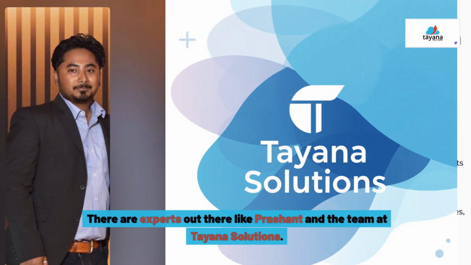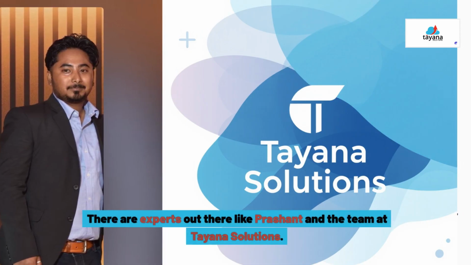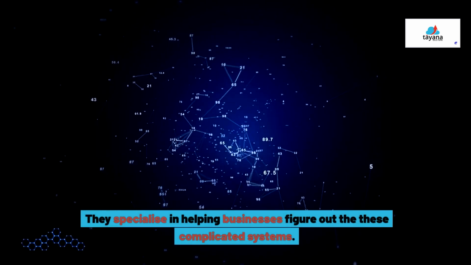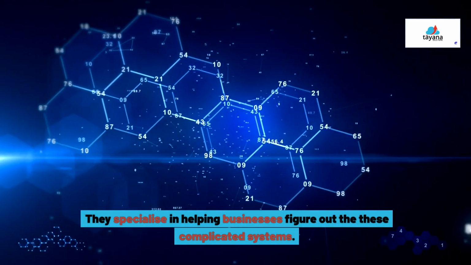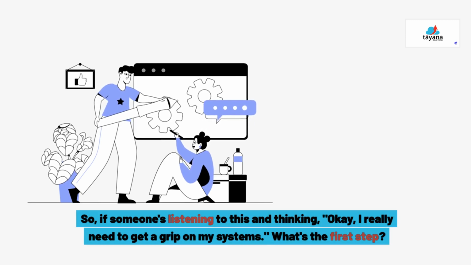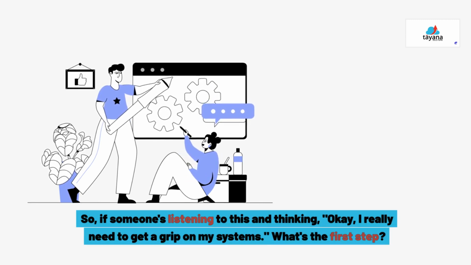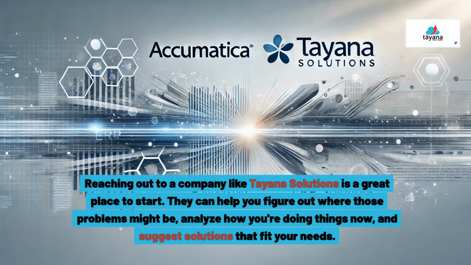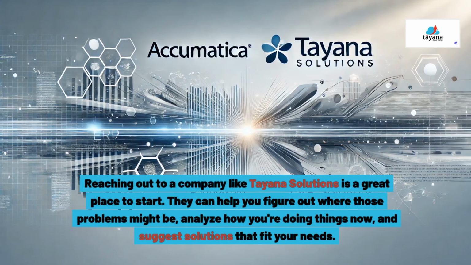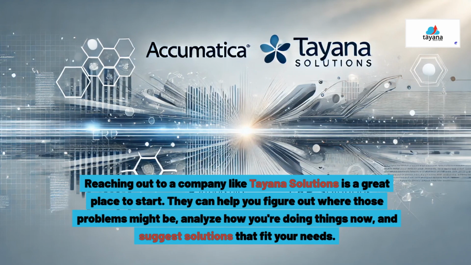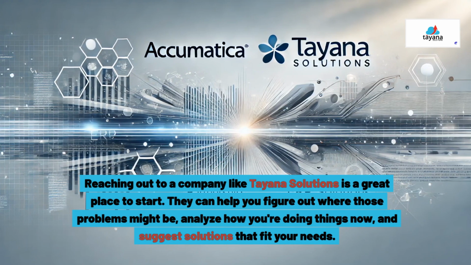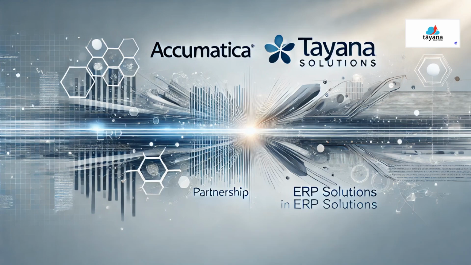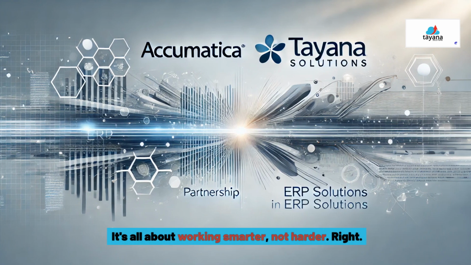Right. There are experts out there like Prashant and the team at Tiana Solutions. They specialize in helping businesses figure out these complicated systems. So if someone's listening to this and thinking, okay, I really need to get a grip on my systems, what's the first step? Reaching out to a company like Tiana Solutions is a great place to start. They can help you figure out where those problems might be, analyze how you're doing things now, and suggest solutions that fit your needs. It's all about working smarter, not harder, right?